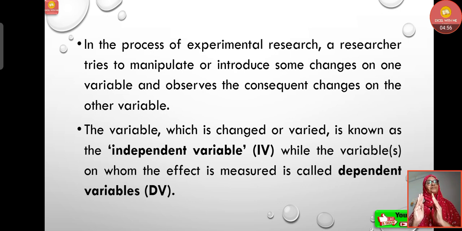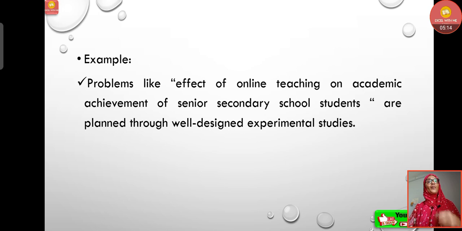So you have a control group here also, the normal group. The variable which is changed or varied is known as the independent variable, while the variable on which the effect is measured is called the dependent variable. Example, problems like the effect of online teaching on academic achievement of senior secondary school students are planned through well-designed experimental studies. One group will be studied in a traditional normal way and the other group online, so they will see the effect of online teaching on the academic achievement of senior secondary school students here.